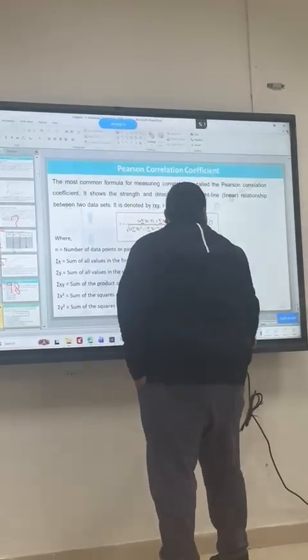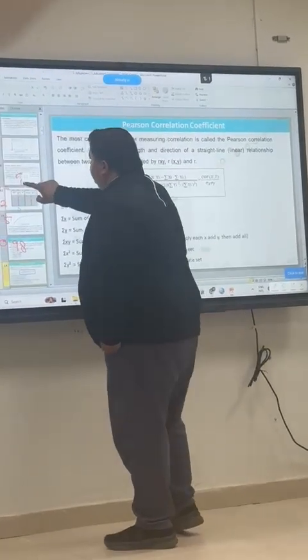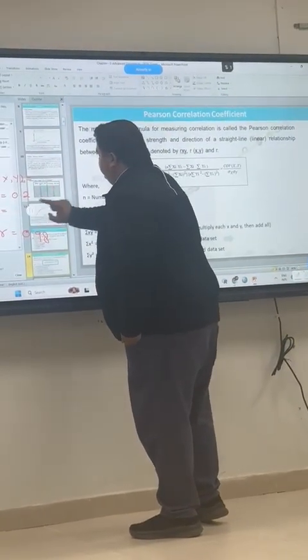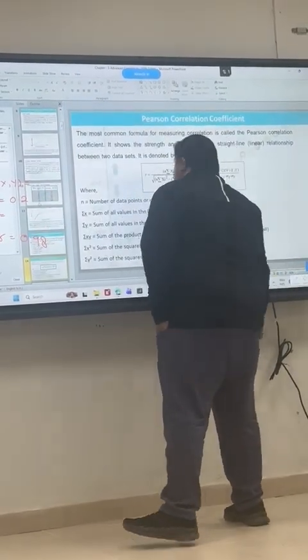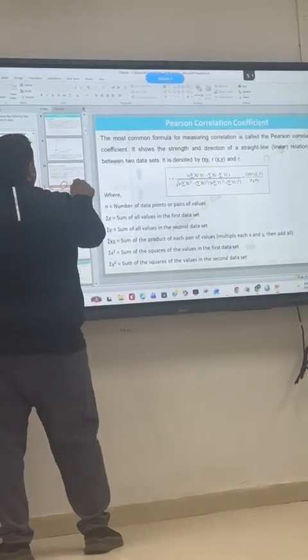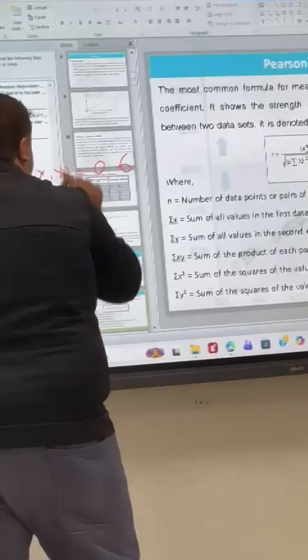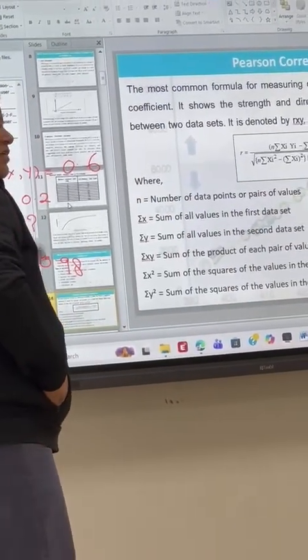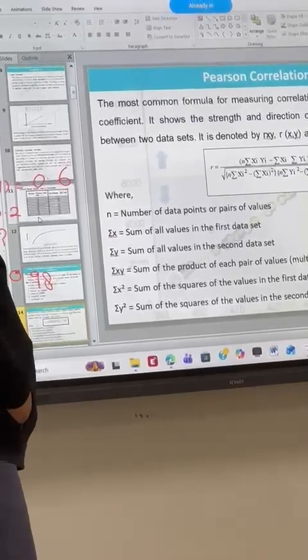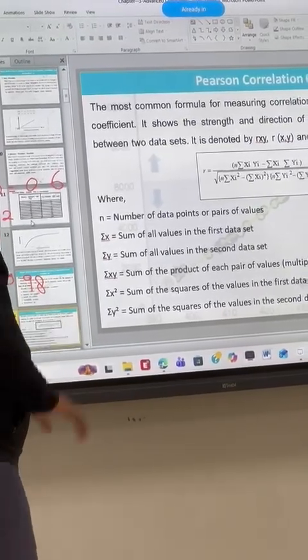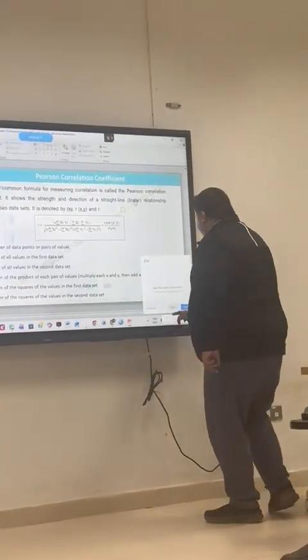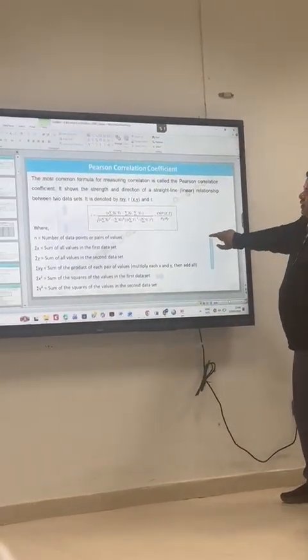If covariance is given 0.6, sigma x is 0.2, and we don't know the value of sigma y, and r is given, you can calculate sigma y. Clear, not clear? Now by this method, you can find each and every value from this formula. Okay?